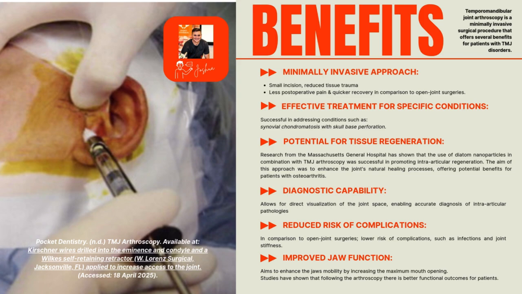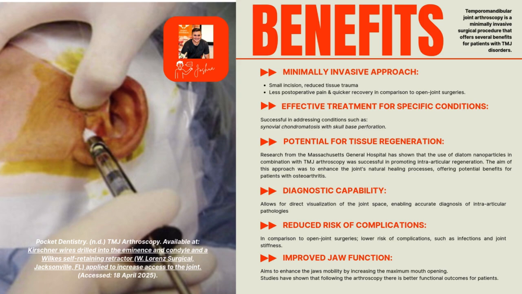Potential for tissue regeneration. Research from the Massachusetts General Hospital has shown that the use of diatom nanoparticles in combination with TMJ arthroscopy was successful in promoting intra-articular regeneration. The aim of this approach was to enhance the joint's natural healing processes, offering potential benefits for patients with osteoarthritis.